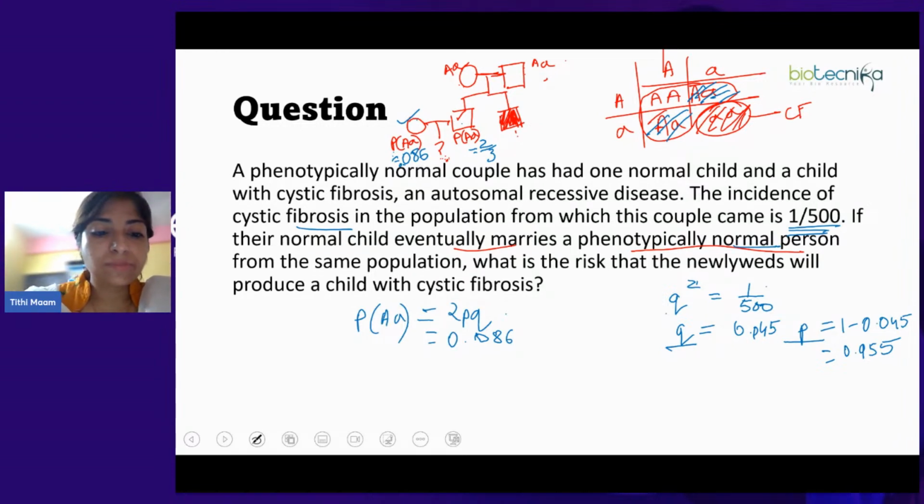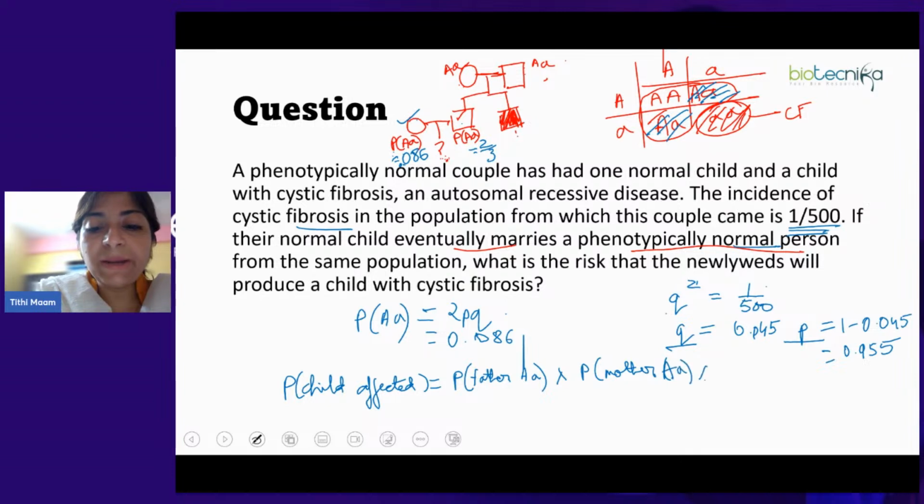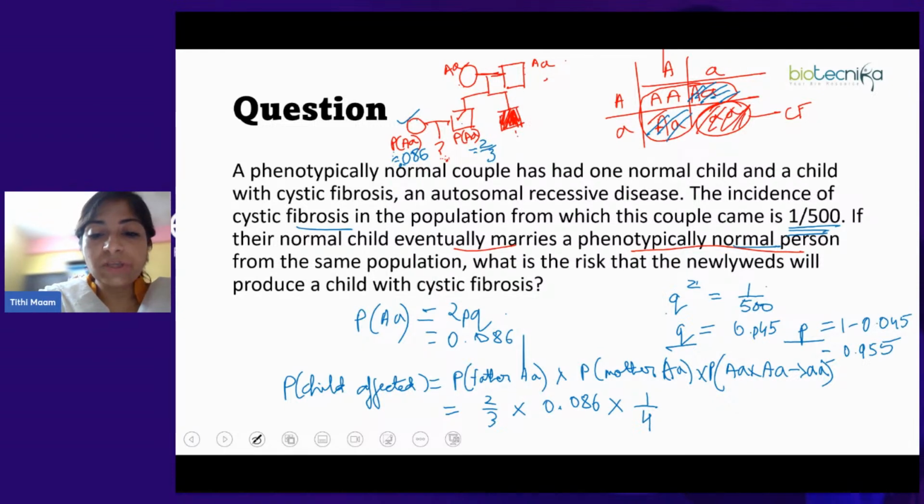Now, for them to have a child who is homozygous recessive, the chance is 1 by 4. Here, 3 independent events have to occur simultaneously for the child to be affected. So the probability of the child being affected will be equal to the probability that the father is heterozygous, multiplied by the probability that the mother is heterozygous, and multiplied by the probability that their mating will produce a homozygous recessive. Father being heterozygous is 2 by 3, mother being heterozygous is 0.086, and for them to produce homozygous recessive is 1 by 4. When you substitute these values and do the calculation, you will get the answer as 0.014.